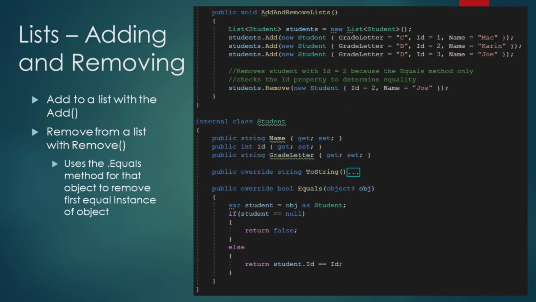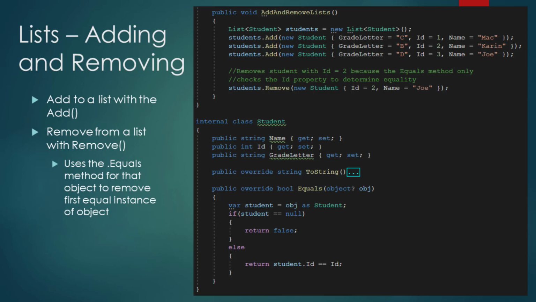Speaking of adding to and removing from lists, let's talk about how to do that. First, adding is pretty straightforward. You can see I'm adding 3 students to my list right after I create it. Removing is a bit more complicated, but only a bit. When you call the remove method, you need to provide an object to it. The remove method will remove the first instance of a specific object in the list.